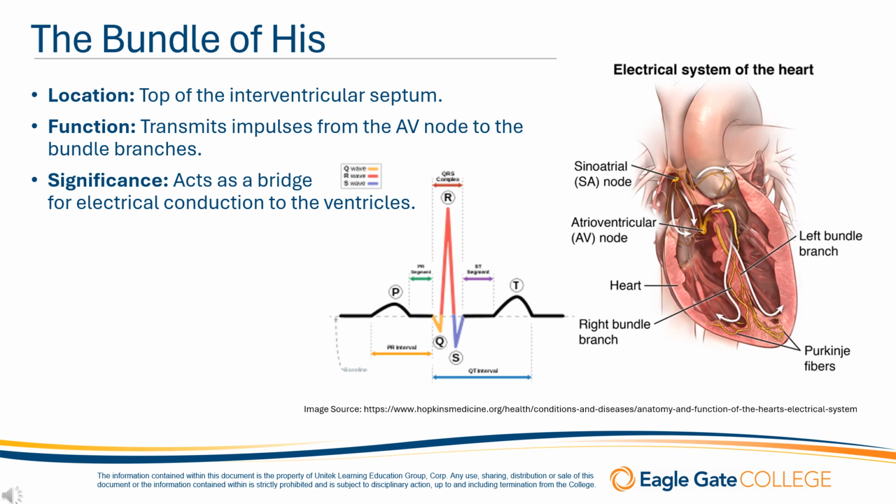If there's a blockage or damage to the bundle of His, it can lead to a condition known as a bundle branch block. This can cause delays or interruptions in the transmission of electrical impulses to the ventricles, resulting in irregular heartbeats and potentially decreased cardiac output. Understanding this helps to underscore the importance of the bundle of His in maintaining a healthy and efficient heart rhythm.